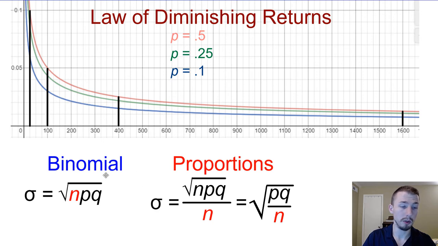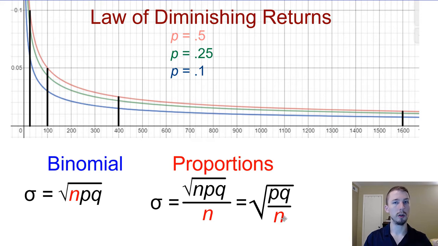So with the binomial, the standard deviation was the square root of n times p times q, meaning as n increases, so does our standard deviation. But when we're dealing with proportions, when we divide the n times p times q by n, remember we were able to take the square root of this squared, and then we were able to take out the n, so basically put it under the radical. And now whenever n is increasing, it's in the denominator, so it's going to decrease the proportion.